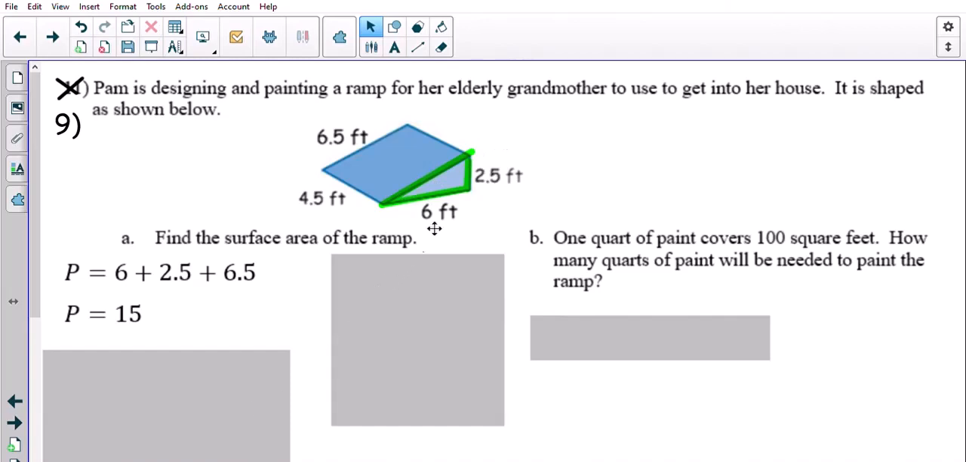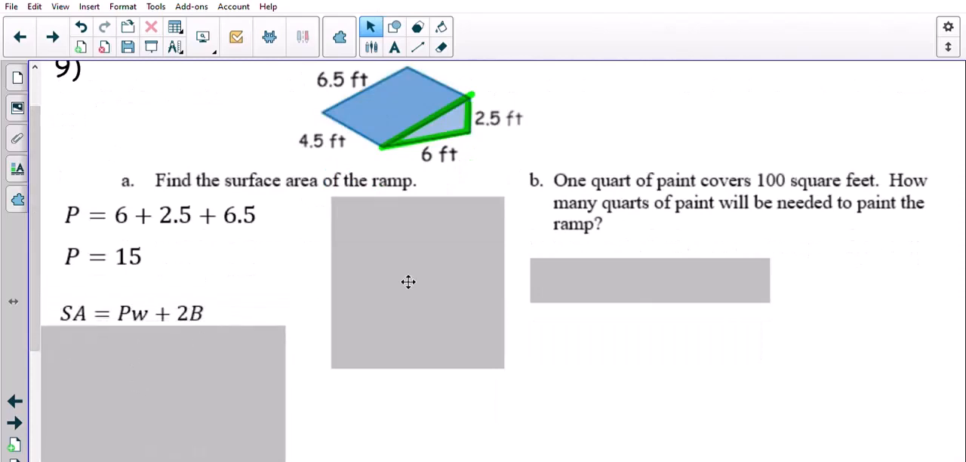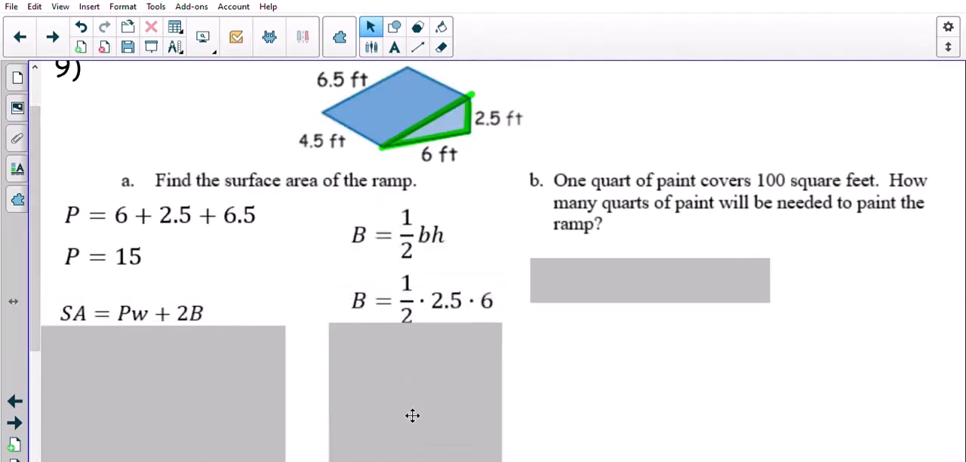Now the base and the height, I know there's no right angle here, but assuming we want this to be a safe ramp, we would have a right angle right here, so this would be the ramp. 2.5 and 6 will be the base and height of your triangular prism. So we're going to do half times 2.5 times 6, which is going to get us 7.5 for the area of the base.